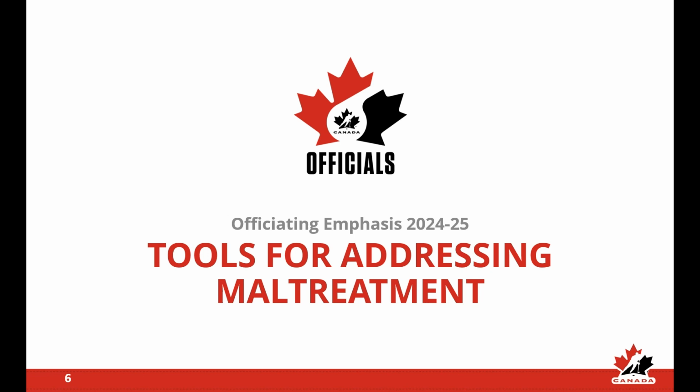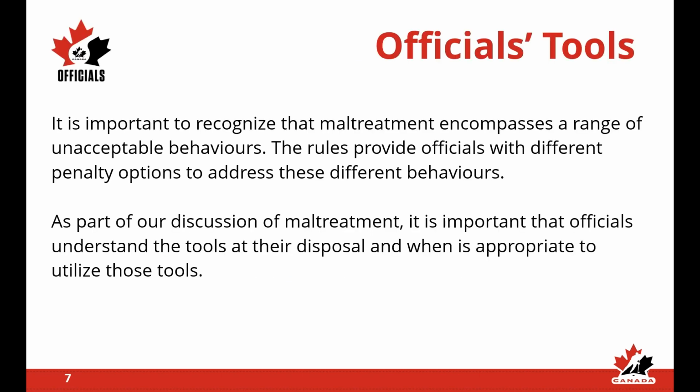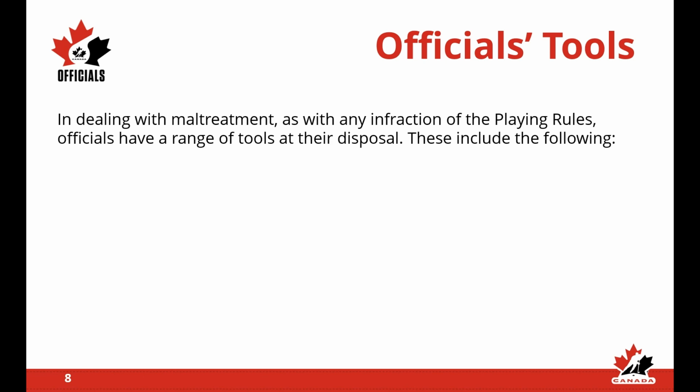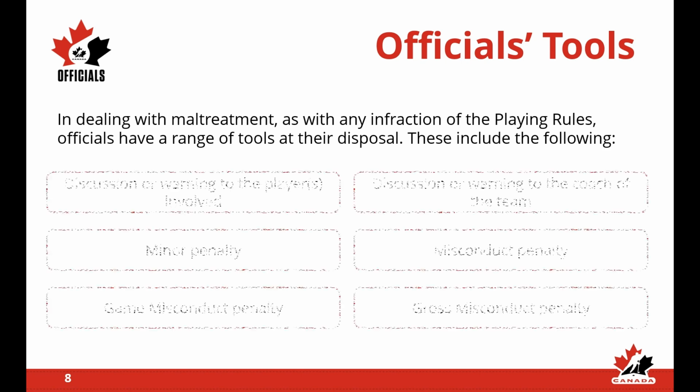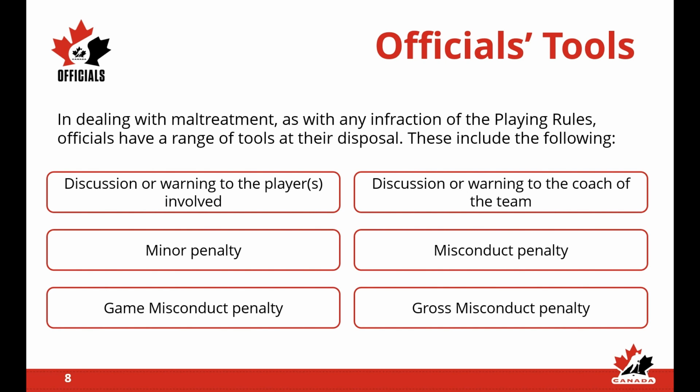So now, this season, as an officiating emphasis, we're going to look at some tools to address maltreatment. So officials' tools. It is important to recognize that maltreatment encompasses a range of unacceptable behaviors. The rules provide officials with different penalty options to address these different behaviors. As part of our discussion of maltreatment, it is important that officials understand the tools at their disposal and when it is appropriate to utilize those tools. In dealing with maltreatment, as with any infraction of the playing rules, officials have a range of tools at their disposal. These include the following. So we can discuss or give a warning to players involved, minor penalty, game misconduct penalty, discussion or warning to the coach of the team, misconduct penalty, or gross misconduct penalty.